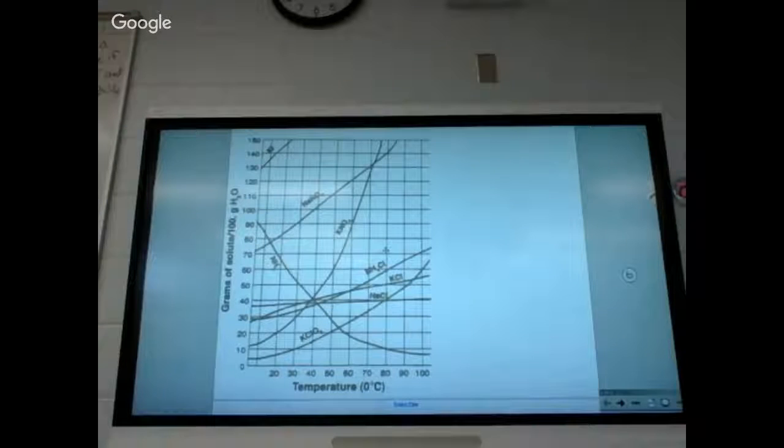Now find me some answers. Wait, there's not even 200 on here. It says be dissolved in 200 grams. There's not 200.